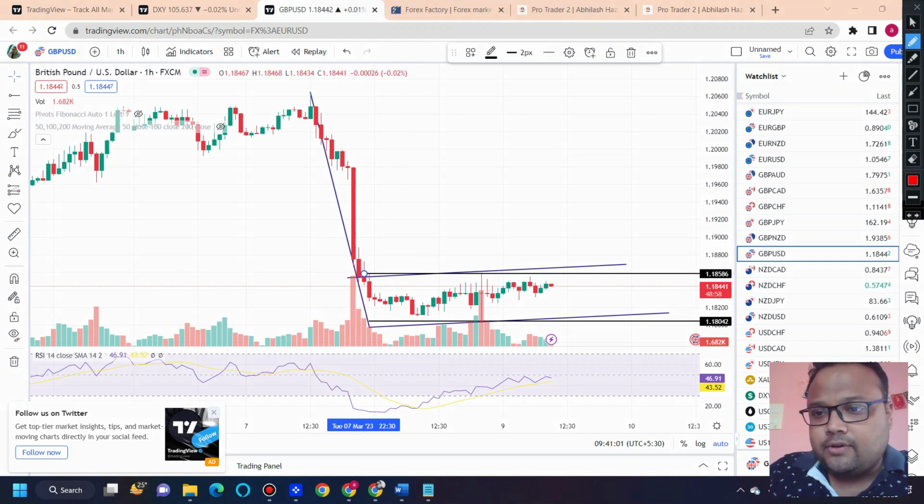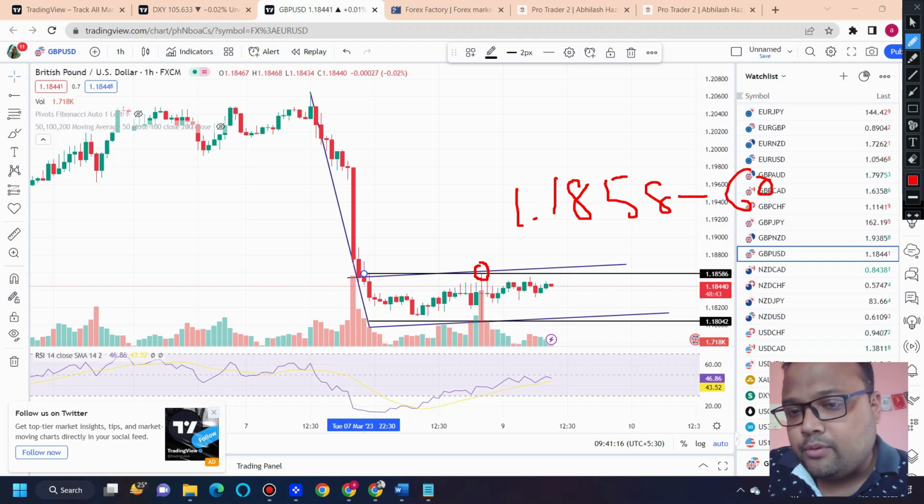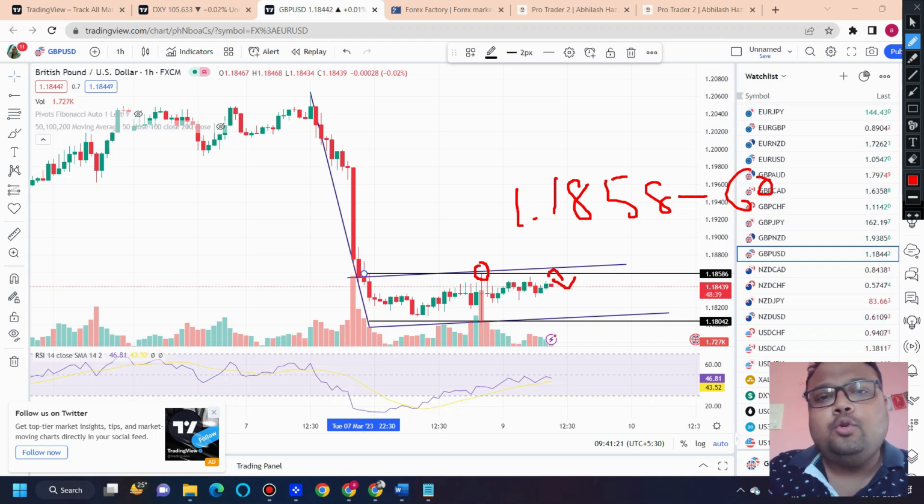Okay, so first of all, let's discuss the level of 1.1858 or 60. This is the resistance, or the high made by the market, the resistance for the day. If you see the market going up, as you can see, the market is already approaching the resistance. Observe the market. If the market reverses, look for a sell.